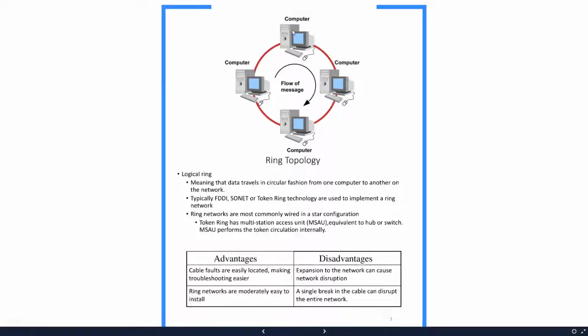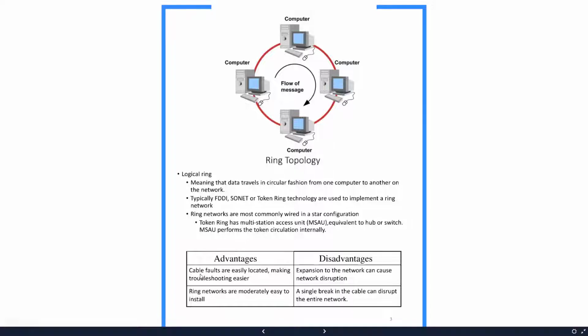Next one is the ring topology. As you can see, our computers are arranged in a ring design with the flow of the message in the same direction. It's a logical ring, meaning that data travels in a circular fashion from one computer to another on the network. Typically FDDI, SONET or token ring technology is used to implement a ring network. Ring networks are most commonly wired in a star configuration. So physically it would look like a star, but how data is transmitted within the network is in a logical ring. There's a token that goes from one computer to another, which carries the packets.